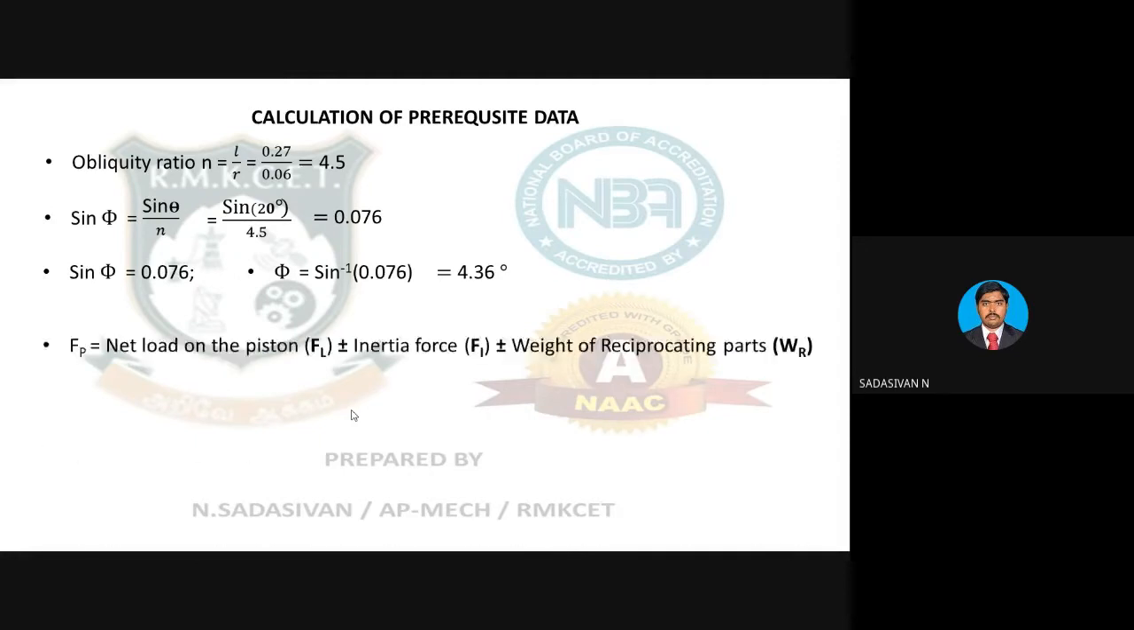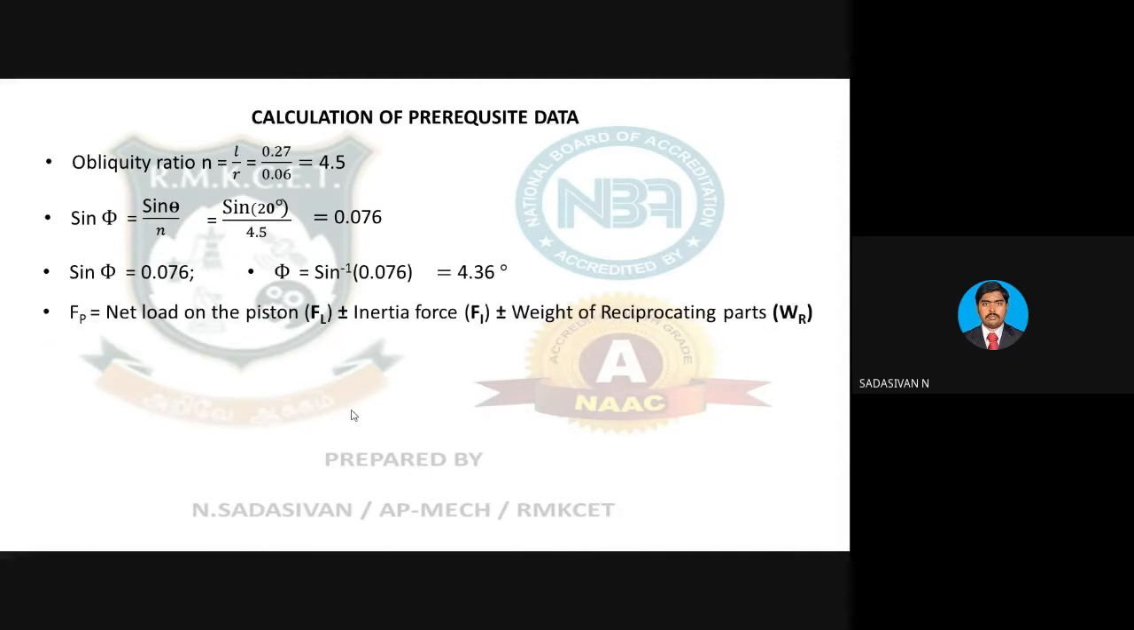Okay. Next, net load on the piston. This is the Fp formula. Since it is a vertical engine, we are going to get this third component in the formula. And whether I should put plus or minus here. So my theta is 20 degree. Therefore, my piston is going to travel downwards. Piston travels downwards from 0 to 180 degree. So your weight is going to help you in this case. Gravity is going to help you. Therefore, you should choose a plus sign here. If your theta is 180 to 360, then your piston is going to travel upwards. There you should choose a minus sign for W.